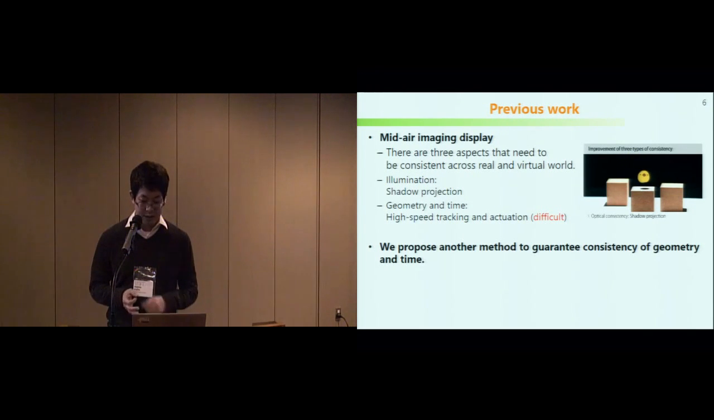There are three aspects that need to be consistent across the real and virtual world: illumination, geometry, and time. About consistency of illumination, previous work proposed a shadow projection of virtual characters to enhance depth perception of image position. To achieve consistency of geometry and time, previous approaches require high-speed tracking and actuation. It is a challenging problem to attach the image to a physical object strictly so that it moves with the object. In this paper, we propose another method to guarantee consistency of geometry and time between physical and virtual objects.